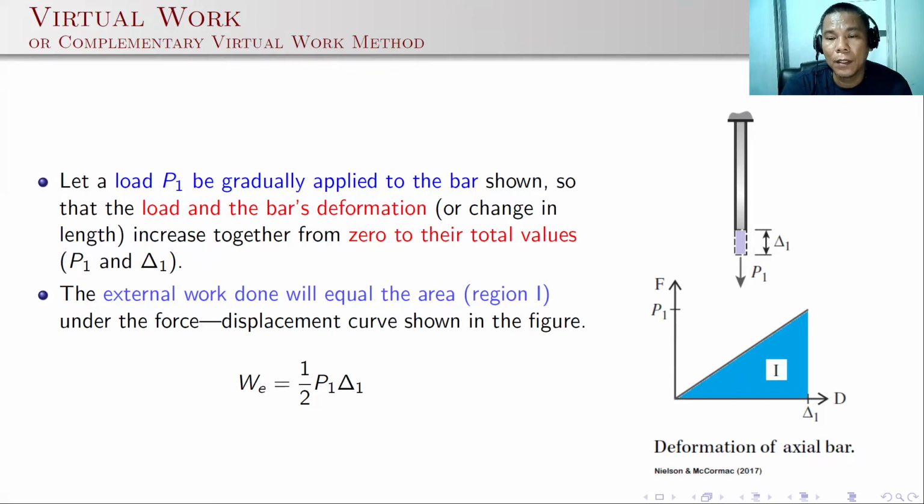So we have P1, applied gradually, and it will give us the maximum displacement of delta 1. The external work done will equal the area of region 1 on the figure under the force displacement curve as shown. This area is simply equal to the area of a triangle. That is, the external work W sub E is 1/2 of P1 times delta 1. Remember, the force P is a real force. We apply the real force, and it gives us the real displacement delta 1.